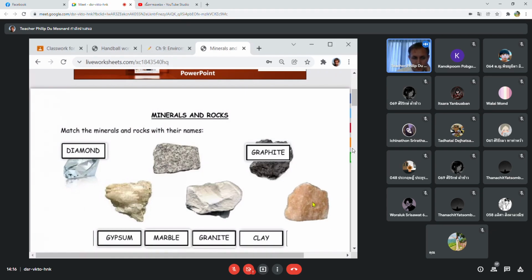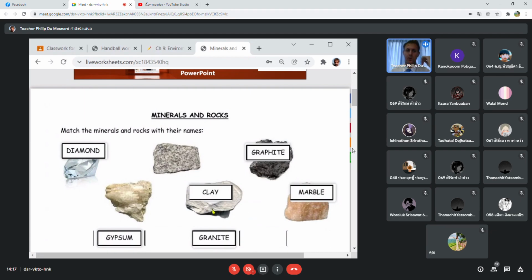Clay, granite, marble, or gypsum? Marble. Marble is right. And so clay actually is for bricks. Clay is this one. Normally gypsum is white, but in this picture the clay is white.